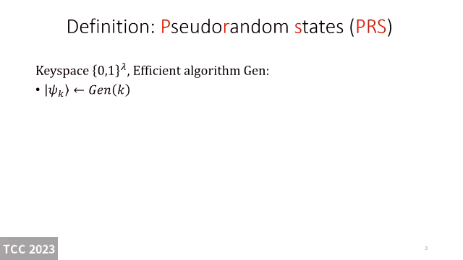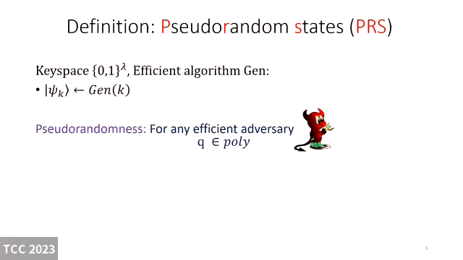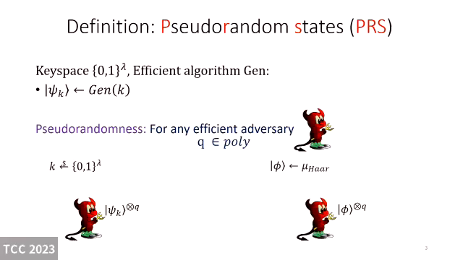It's basically an efficient quantum algorithm, a generator Gen, along with a key space or seed space, such that Gen, for every key in the key space, outputs a pure quantum state psi_k. The pseudo-randomness says that for any efficient adversary and any polynomial t, the following two scenarios are indistinguishable. In the first scenario, the challenger samples a key uniformly at random and gives t copies of psi_k. In the other case, the challenger samples just a Haar random state.